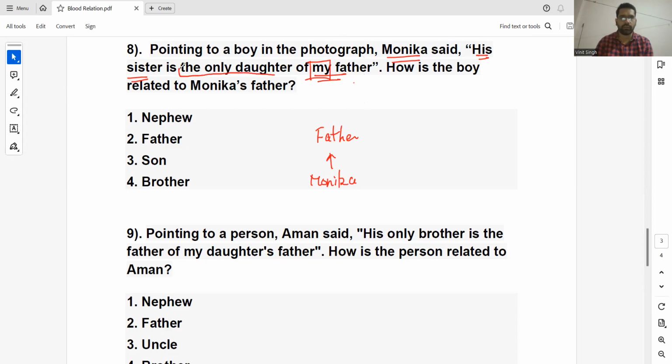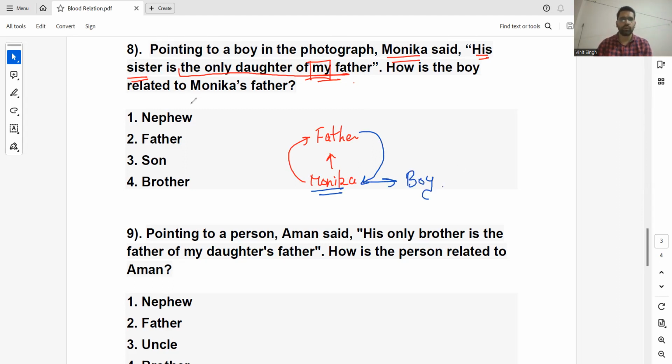Only daughter of my father. Monica's father and father's daughter is Monica herself. His sister means Monica. Monica is his sister, the sister of the boy.